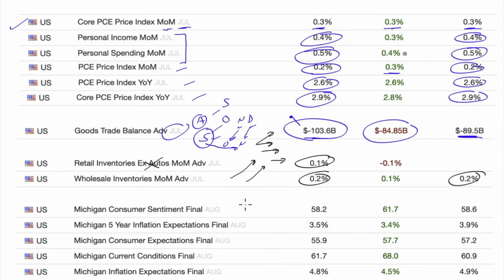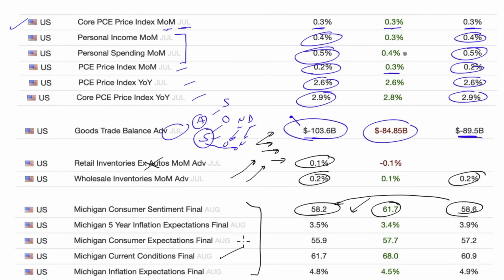Then we got Michigan sentiment, and I think this probably had something to do with some negative feeling, although it's got a contradiction in here. See if you can spot the contradiction of how would you get to that feeling, right? So you have the sentiment. This is the headline number, 58.2. Last month was 61.7. That is a drop in sentiment. The expectation was 58.6, and it actually was, well, their sentiment is not as high as we thought it would be. The headline breaks down into current and expectation.